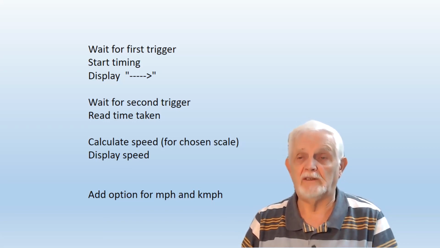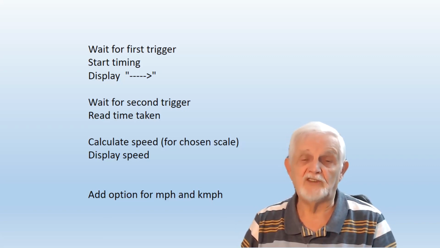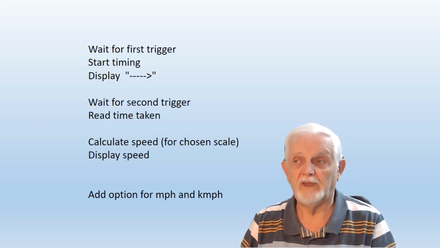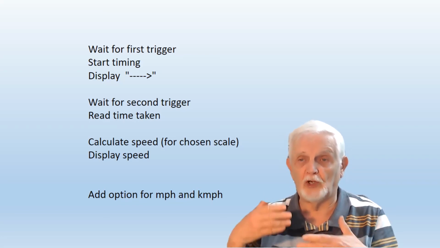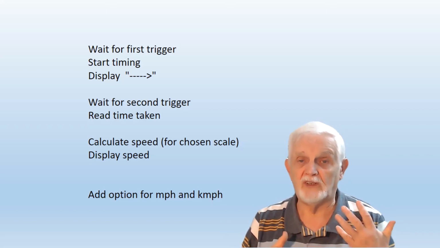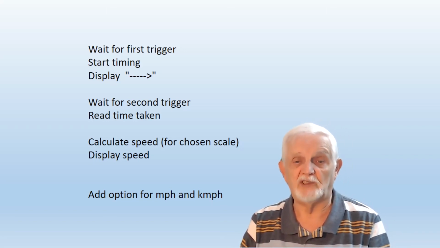I've written it so it will do N gauge and 00 and reads out in miles per hour. I could add a second switch if I wanted to give us the option to have two formulas built into the program, one to calculate for miles per hour and one to calculate the speed in kilometers per hour.